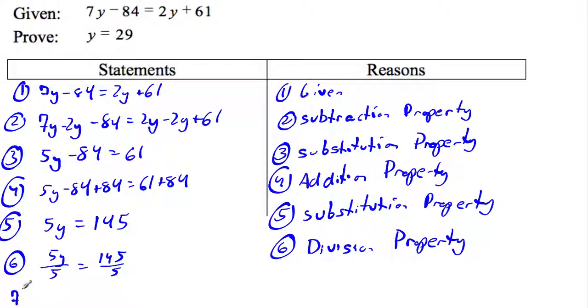Finally, I can reduce this, so I get y is equal to 145 divided by 5. That is going to be 29. And so that is the substitution property.